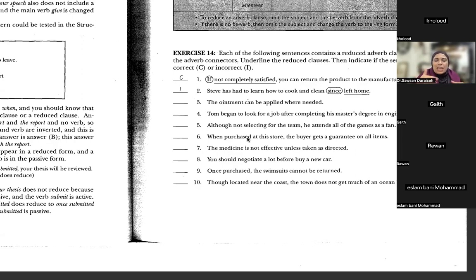This is between me and myself. I am thinking back to before the reduction. How was it? I'm asking myself. How was it? There was a subject and there was a verb. What were they? I'm asking myself. Okay?